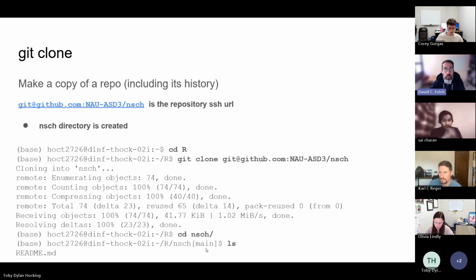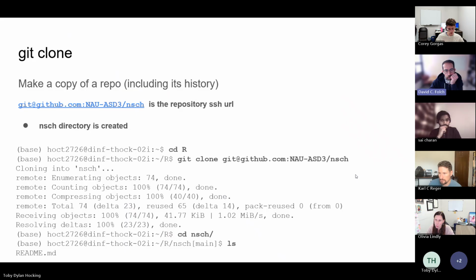So this is just on your local machine. Okay. Right. But if you want a copy of a repository that you don't have permissions for, that's called a fork. And then it would go underneath your username here instead of the NAUASD3. But for this project, I gave everybody permission, so you don't need to make a fork. You can just do this clone command like I have here.